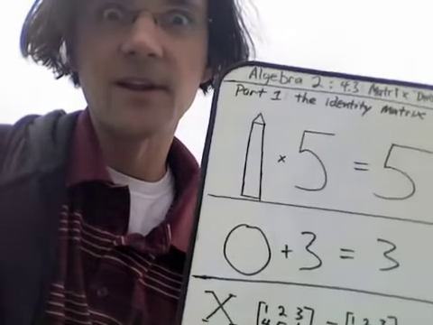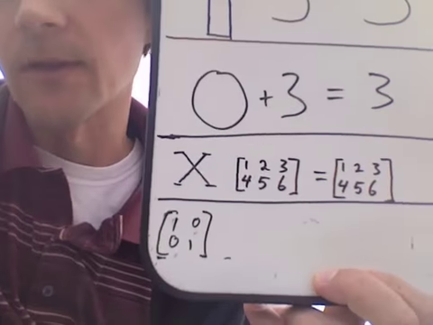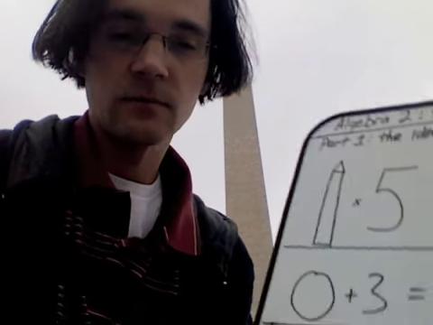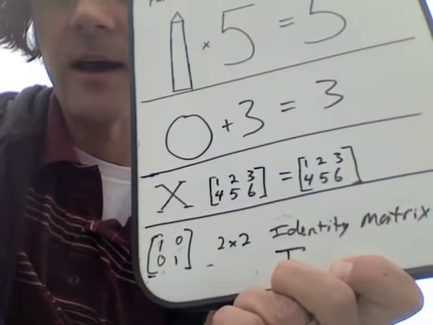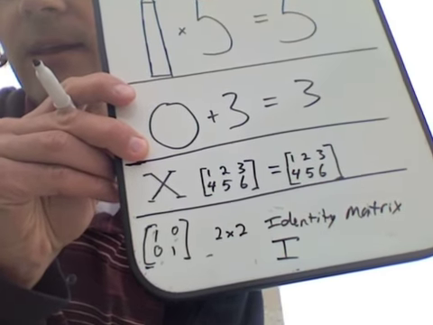Alright, I'm not going to make you guess anymore. There it is. 1, 0, 0, 1. That is the 2 by 2 identity matrix. And it gets a special letter because it turns out to be really, really important. We just call it I. Okay? Gets the symbol I.